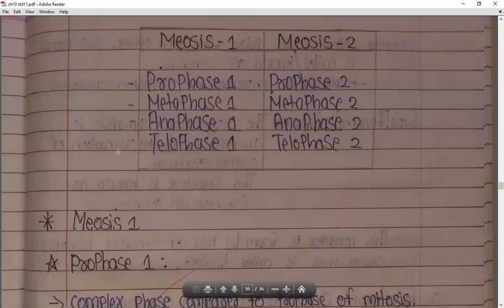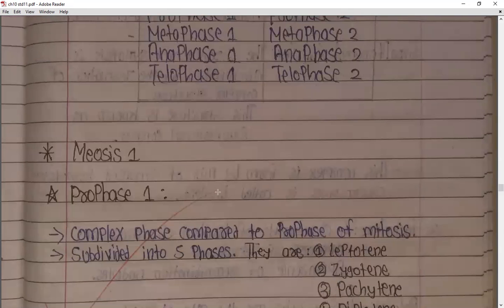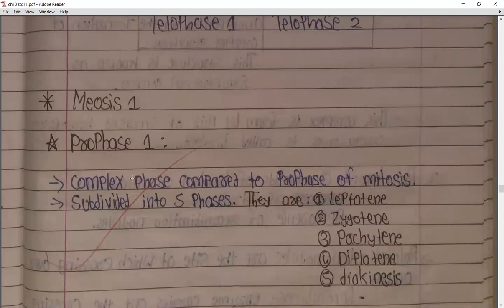So now we are going to see all the phases in detail. Let's start with meiosis 1, that is the first sequential cycle. In meiosis 1, the first phase is prophase 1. This phase is more complex compared to the prophase of mitosis. Comparatively, the prophase is more complex in meiosis 1 than in mitosis, right? So meiosis is quite complex compared to mitosis.